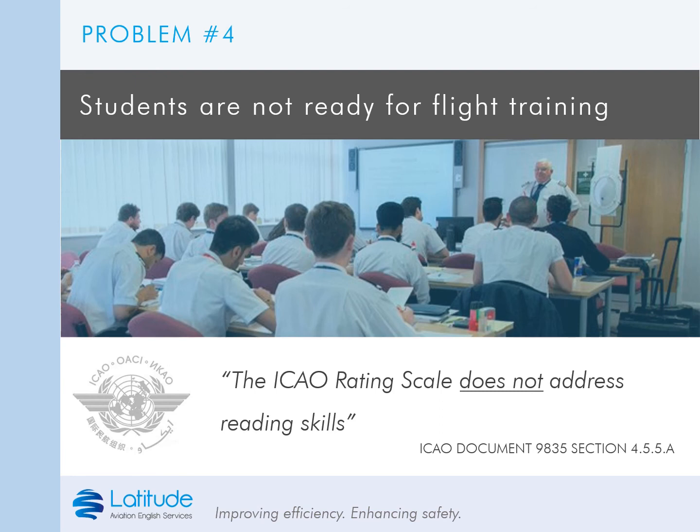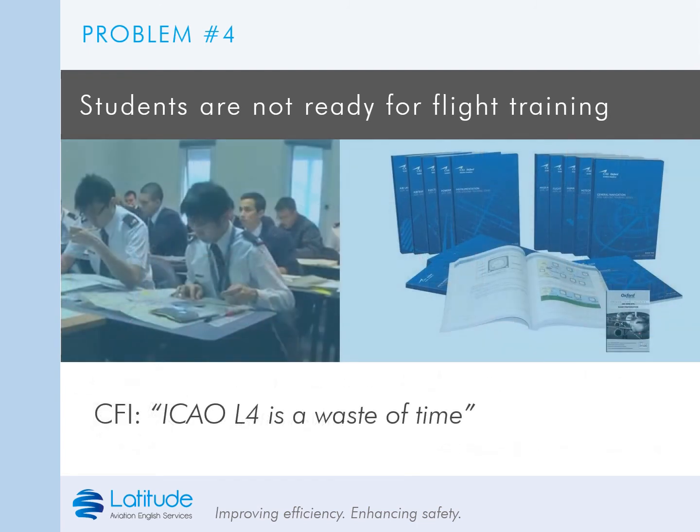For those candidates that do scrape through with a level 4, they arrive at flight school faced with a language challenge they are not prepared for. For example, the ICAO LPRs explicitly do not address the reading and listening skills they need for ground school. So students who cannot read very well may well slip through the net. Consequently, when faced with the enormous ATPL reading syllabus, they struggle.